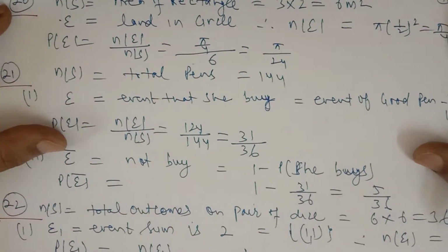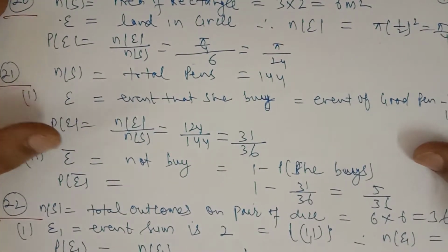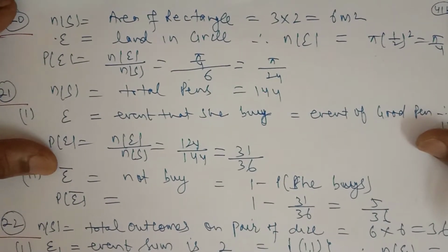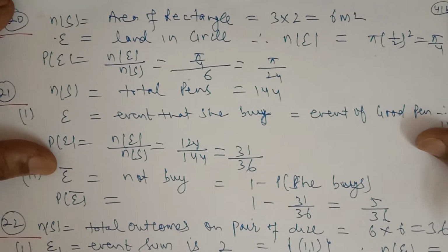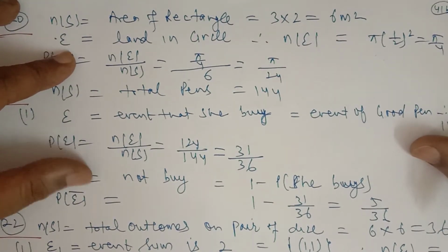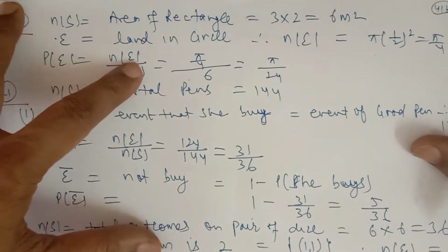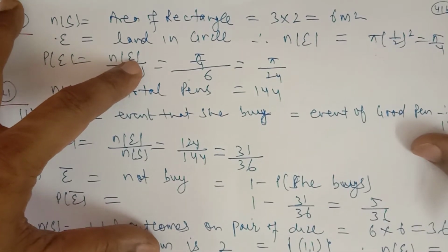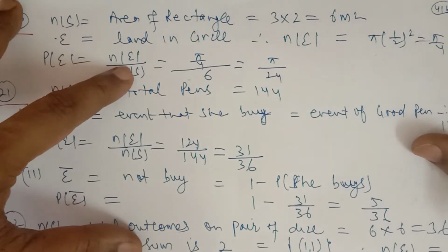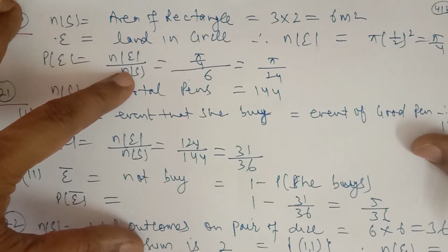Now in question number 20, a figure is given. There's a rectangle whose sides are 2 by 3, so its area is 6 meters square. Now there's a circle drawn inside this rectangle whose radius is half. You have to find the probability that when a die is thrown, it will land on the circle.